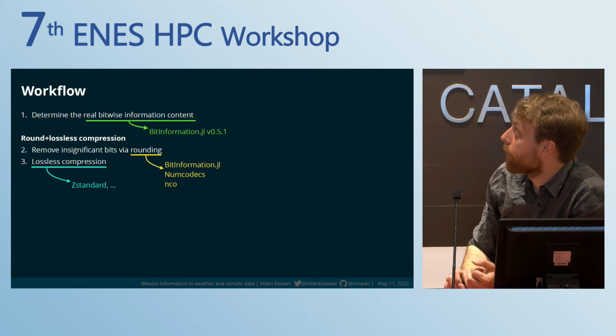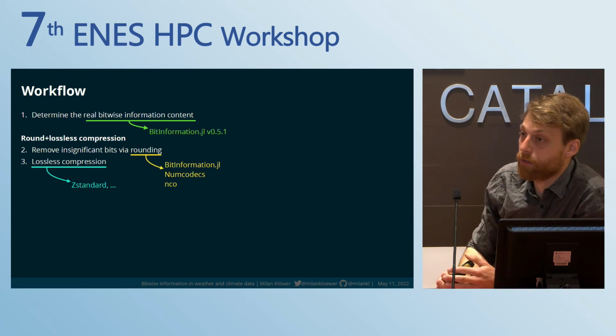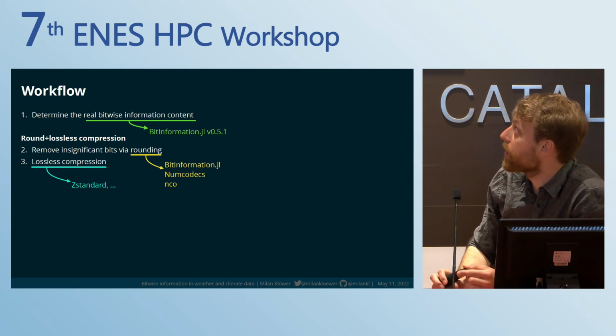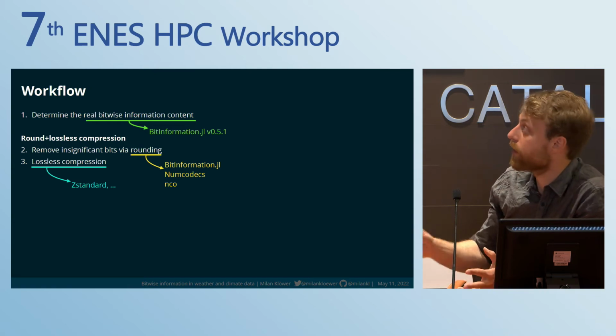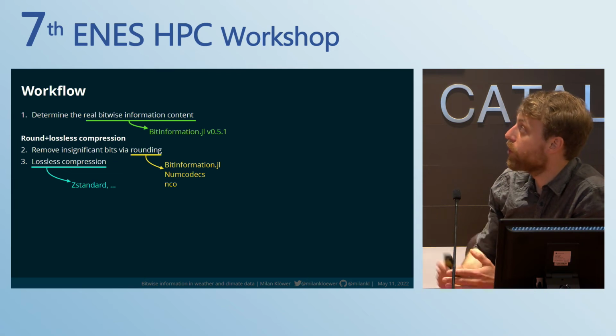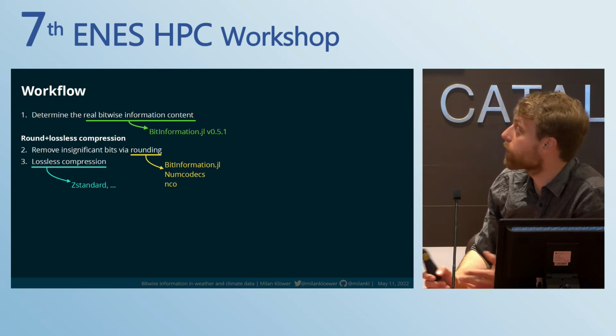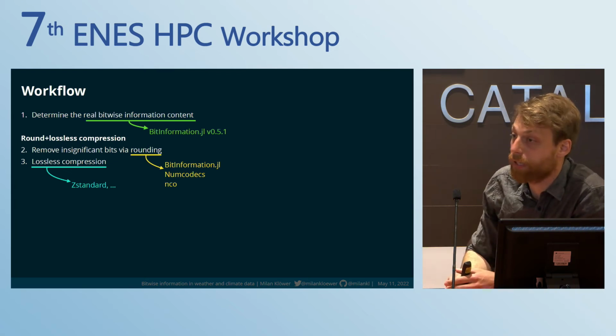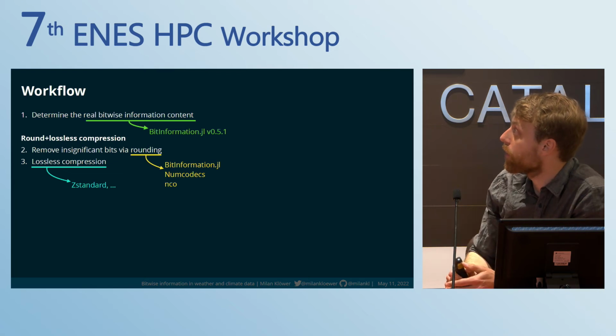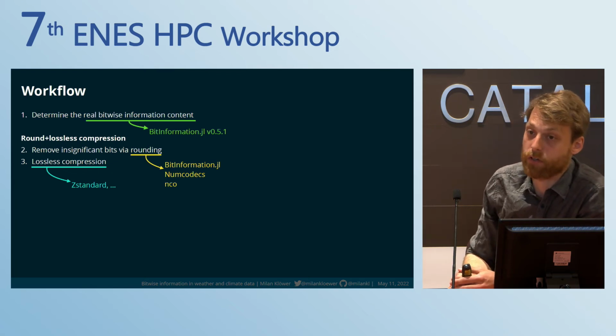I've written down a reference implementation of this algorithm, the BitInformation.jl package, that I try to keep up to date with different things. And then once you know these bits that you want to keep, you remove the insignificant bits via rounding. You can just use IEEE rounding. There are different packages that can do that for you, and then you put some kind of lossless compression algorithm on top.